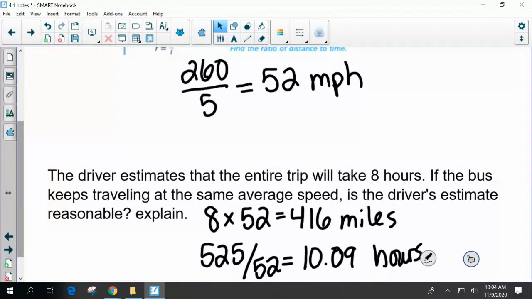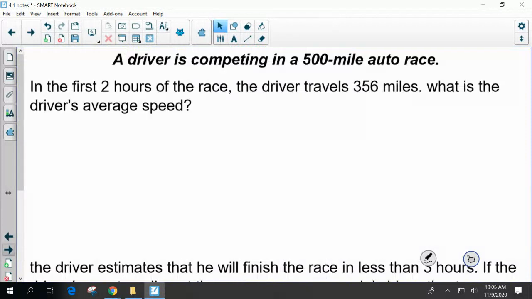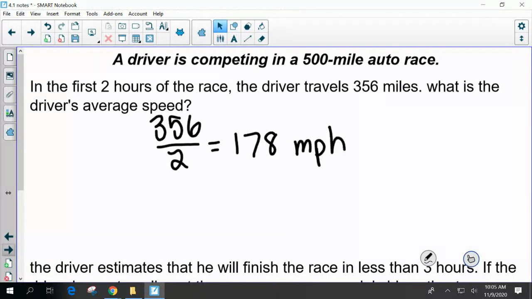Okay, so the next question. This is talking about a 500 mile, like a NASCAR race, like Indy 500. In the first 2 hours of the race, the driver travels 356 miles. What is the driver's average speed? 356 miles. So miles per hour. So 356 divided by 2. 178 miles per hour.